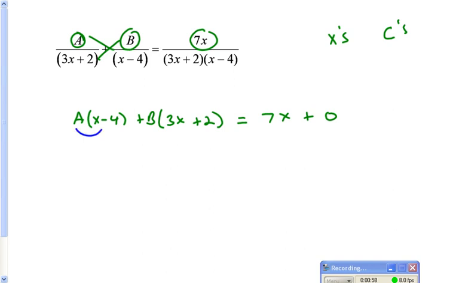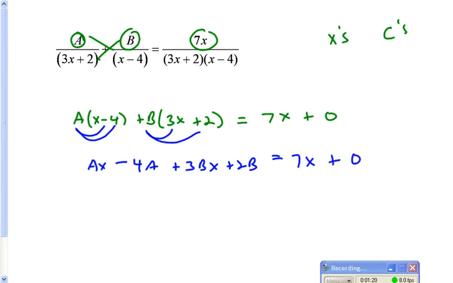So when I distribute this, I have a times x minus, and we like to put our coefficients first, 4a, we'll put the coefficient, the number first, 3b times x, and 2b, and the problem gave me that equals 7x plus 0.